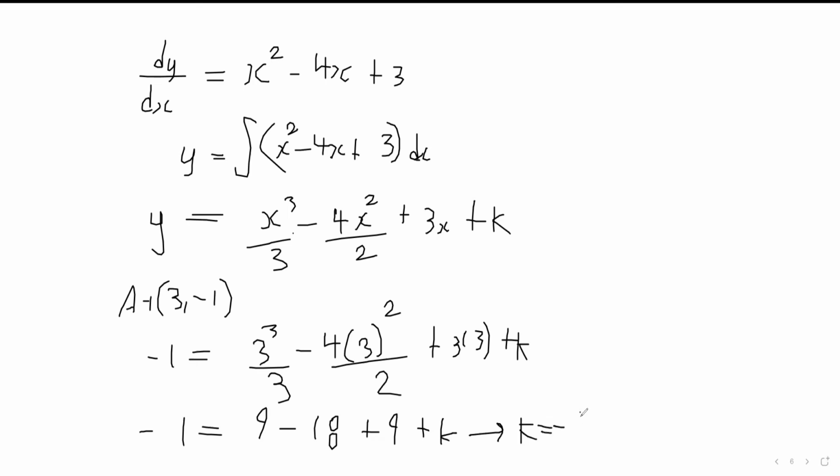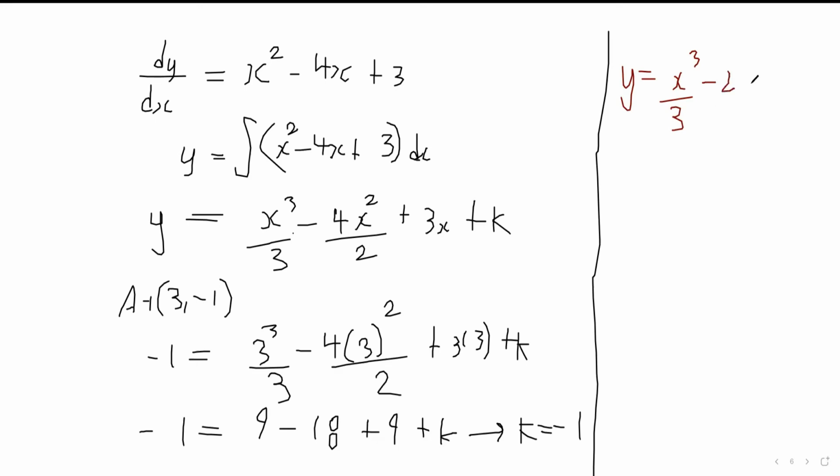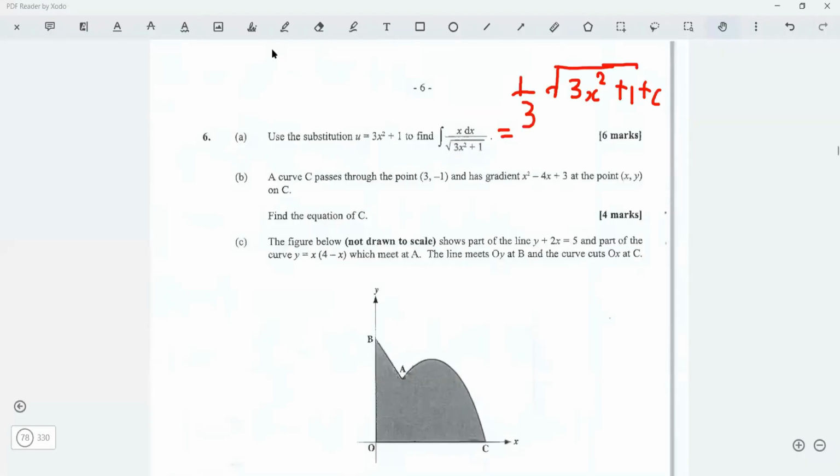Since k is equal to negative 1, we can give them the equation of our curve now. That means our curve is y equals x cubed over 3 minus 4 over 2, which is really 2x squared. So that's minus 2x squared plus 3x minus 1. All right, and that's that right there. We're done. Nice, easy, soft. We're done with that. So that's that part.